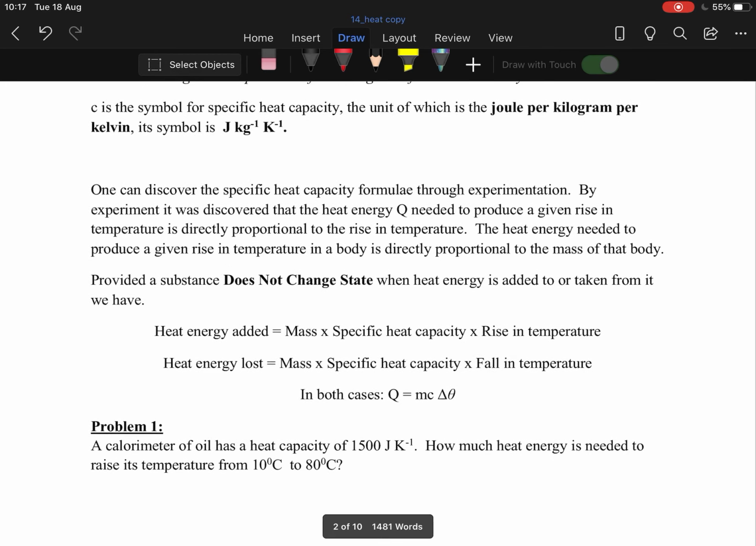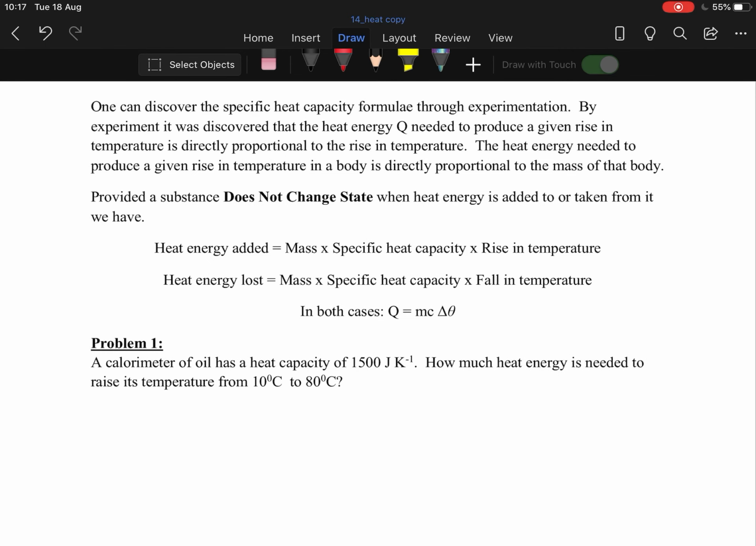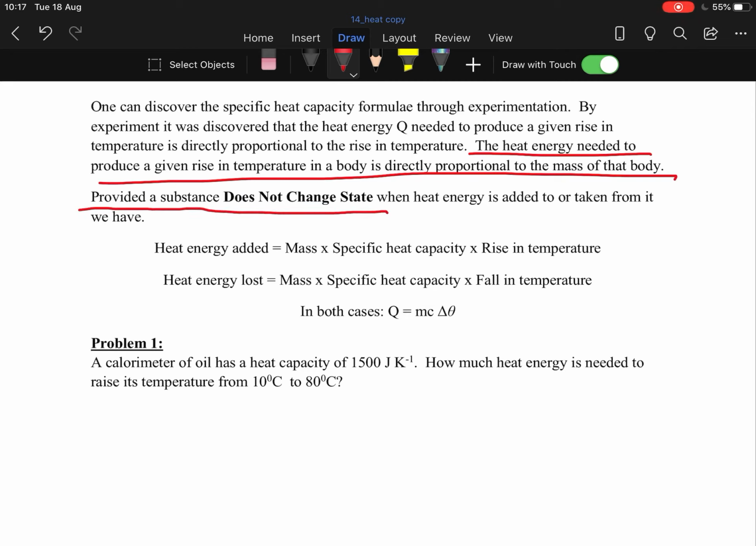Okay, now, as you can see here, the energy needed to produce a given rise in temperature is proportional to the mass of the body, okay? Big one though, provided it does not change state, okay? So for this, we're not looking at, if you pump the heat energy in, and all of a sudden it changes into something else, well, that's wrong, okay? We need to find out how much energy, when you turn on the kettle and the water is, we'll say, 10 degrees, and you want to bring it up to 100 degrees, well, how much energy do we need to get that amount of water, 10 millilitres, from 10 degrees up to 100 degrees, okay?